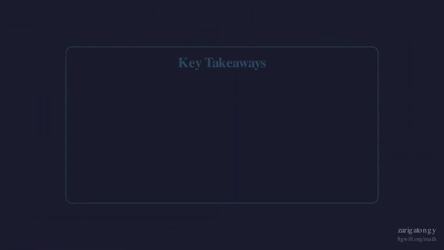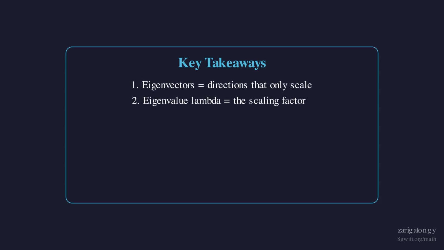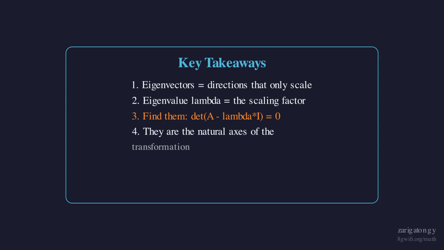To summarize, eigenvectors are the special directions that only scale under a transformation. The eigenvalue lambda is the scaling factor. You find them by solving determinant of A minus lambda I equals 0. They are the natural axes of the transformation.